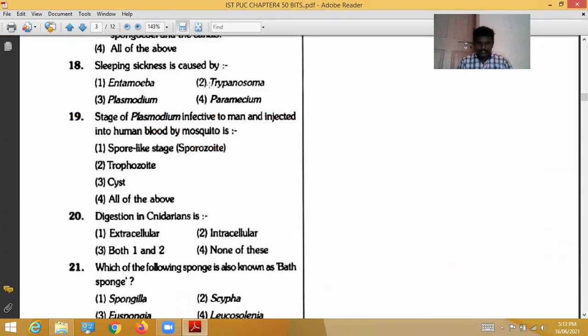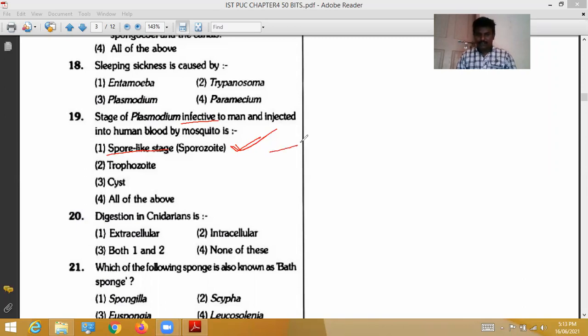19th question. Stage of Plasmodium that is infective to man and injected into human blood by a mosquito. Spores are formed in the female Anopheles mosquito body and stored in its mouth parts. When it bites human beings, it injects the spore-like stage called sporozoites. These sporozoites are the infective stage. They cause malarial infection in human beings.